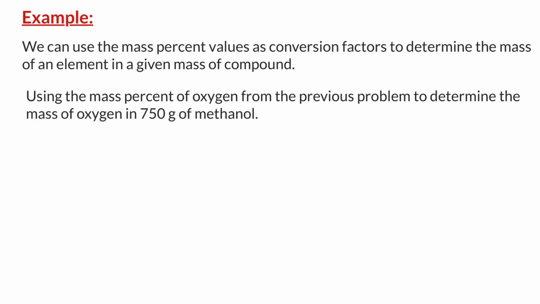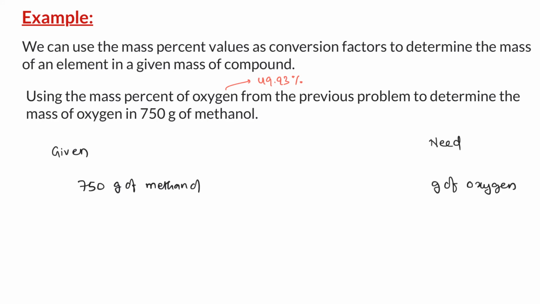For example, use the mass percentage of oxygen from the previous problem to determine the mass of oxygen in 750 grams of methanol. We are given 750 grams of methanol and we want the mass of oxygen present in 750 grams of methanol. We can now use the mass percentage as the conversion factor. We know that for every 100 grams of methanol, 49.93 grams is contributed from oxygen.